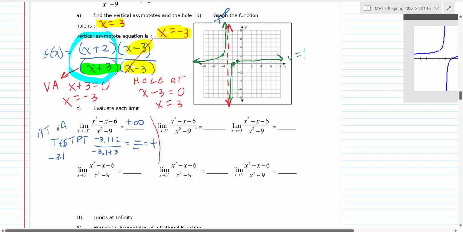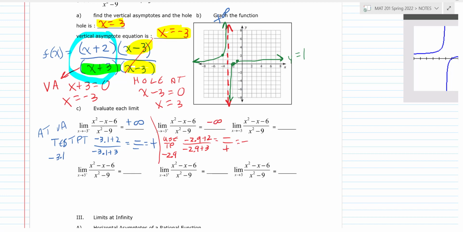The next one is a right-hand limit, so let's use as our test point -2.9. Again, plug into the reduced form, not the square and all that. Keep it simple. So we'll have -2.9 plus 2 over -2.9 plus 3. That is a negative over a positive. Therefore, that's a negative. So that means we get negative infinity as our answer there.